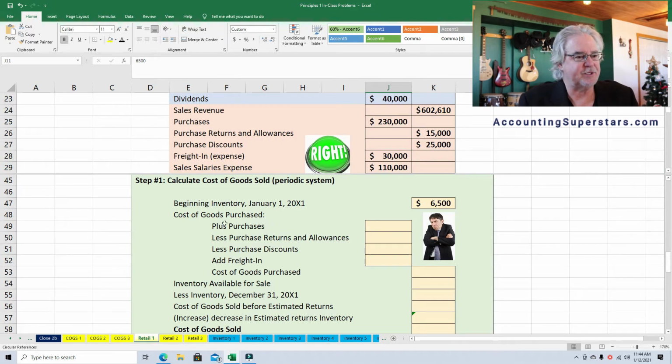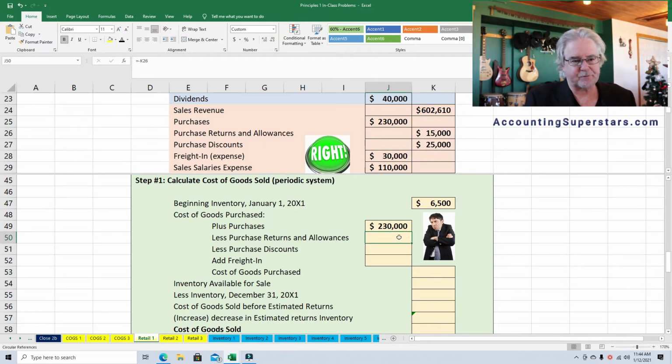Now, cost of goods sold. The next thing here is plus purchases. So we find that on the trial balance right here at $230,000. There it is. And then purchase returns allowances. Now, if you notice, the purchases is a debit on the trial balance, and purchase returns allowances is a credit. So this is going to be a negative number. We're going to subtract it away.